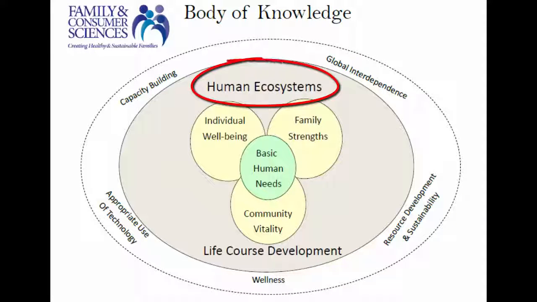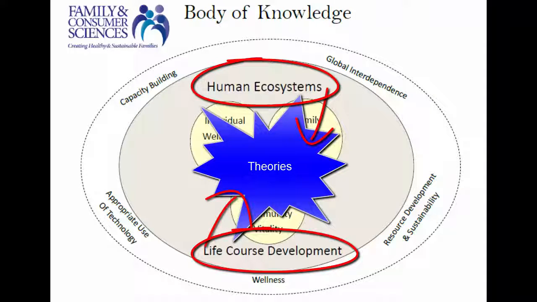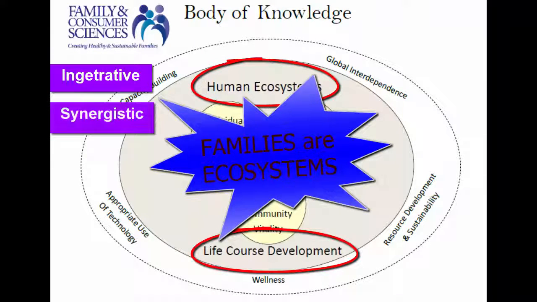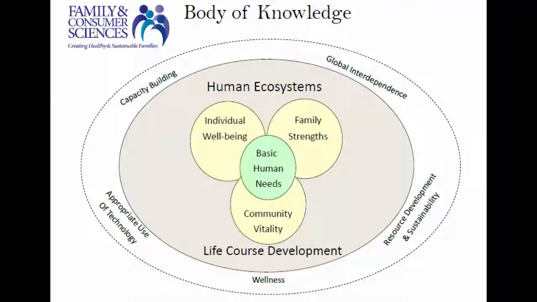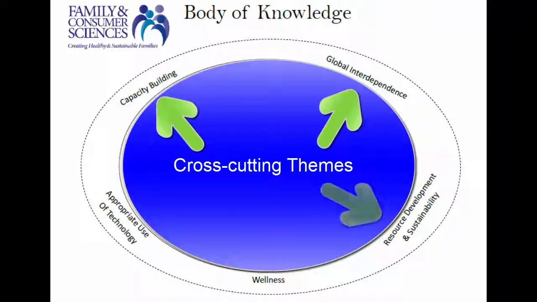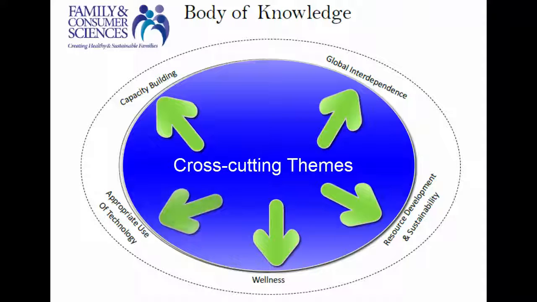Human ecosystems and life course development are theories, and a big part of those theories is seeing families as ecosystems. These two theories provide the integrative, synergistic, holistic element of the family consumer sciences body of knowledge. On the periphery of the model, you'll see the cross-cutting themes of capacity building, global interdependence, resource development and sustainability, wellness, and appropriate use of technology.